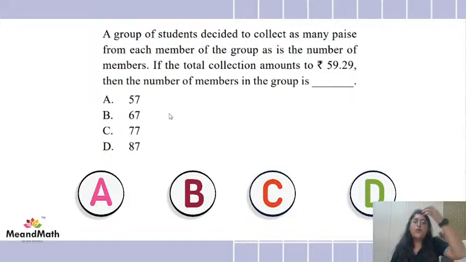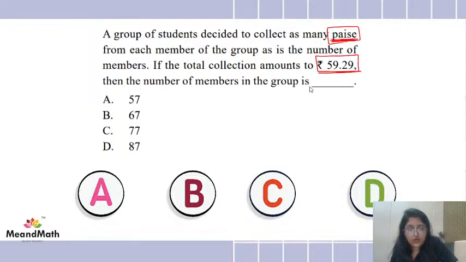Let's read it again. We have a group of students which decided to collect as many paise from each member of the group as is the number of members. So they are saying that whatever the number of members, that much money we will collect from each member of the group. If the total collection amounts to this many rupees, then the number of members in the group is this. They are saying as many paise from each. They are not saying rupees, so they are saying as many paise. But the collection amounts to this in rupees. It is given in rupees.